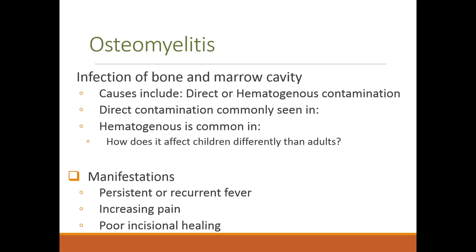When we look at hematogenous contamination, this is going to be an introduction of bacteria or organism through the bloodstream. And this is predominantly seen in children. We do see hematogenous contamination in adults, but mostly in adults that are debilitated already or adults that have chronic skin and urinary tract infections.